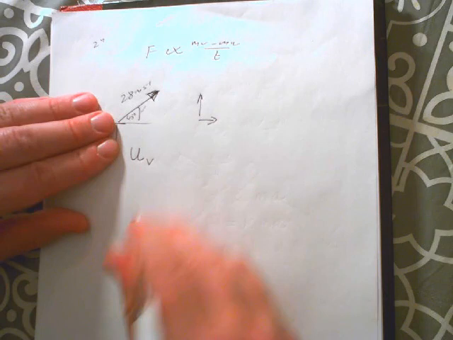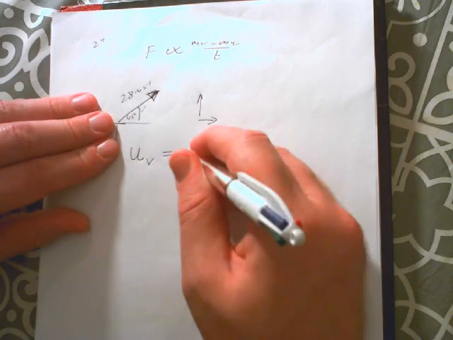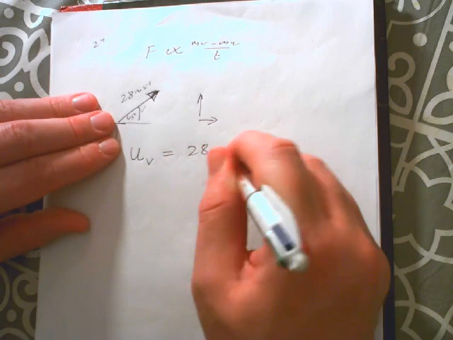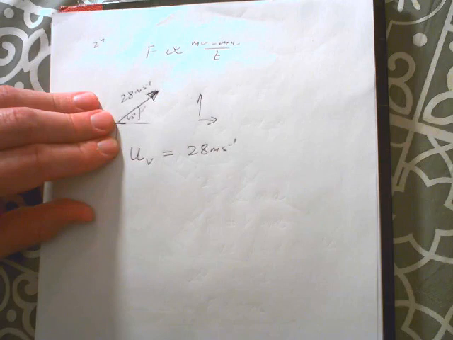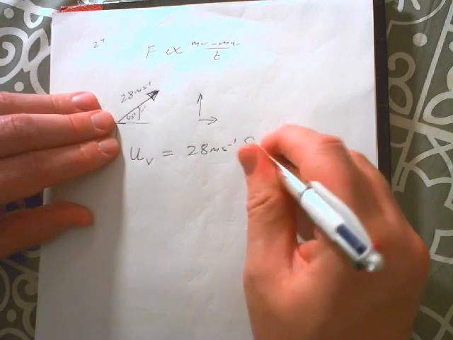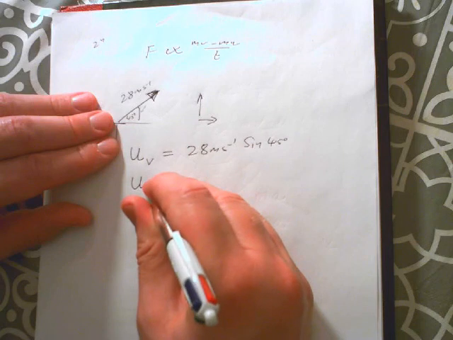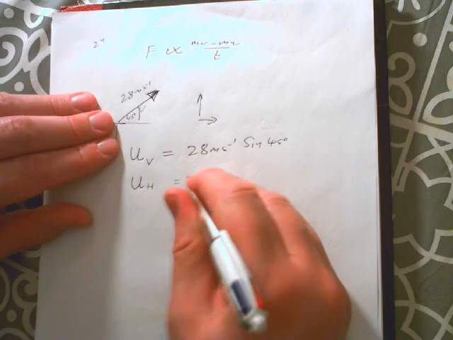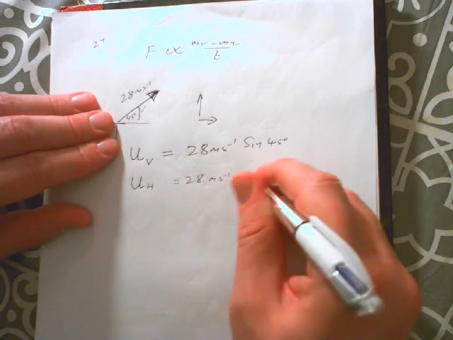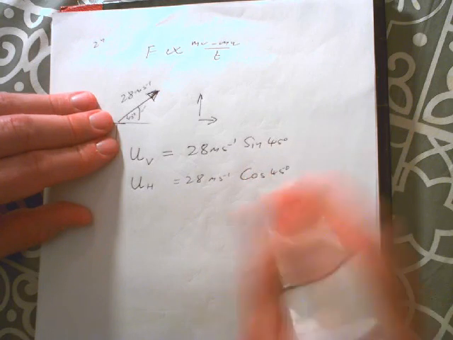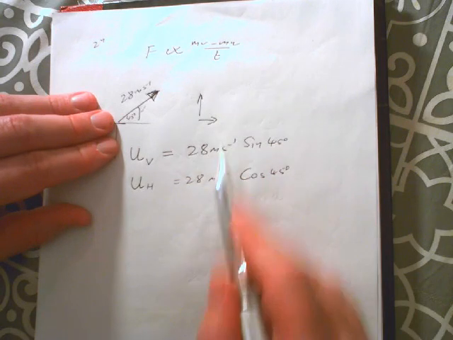So this is the initial velocity, so we're going to call it u. Let's call it a little subscript v for vertical. How do we get it? Well, we multiply the magnitude of the vector, 28 meters per second, by, for vertical, the sine of the angle. In this case, that's sine of 45 degrees. And the horizontal, which we'll call u subscript h, is 28 meters per second times the cosine of 45 degrees.